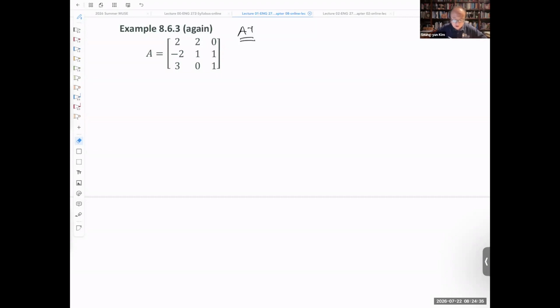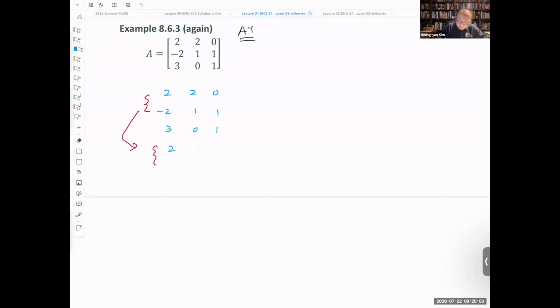Okay, let's work on example 8.6.3. We are asked to find the inverse matrix of this A. So what I'm going to do is copy down each element of these three rows: 2, 2, 0, negative 2, 1, 1, 3, 0, 1, and then I'm going to copy down the top two rows to the bottom.